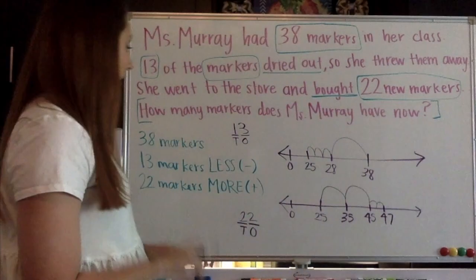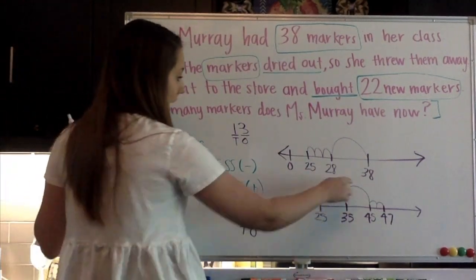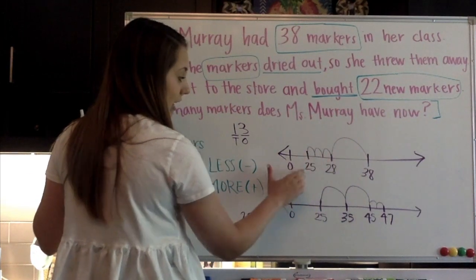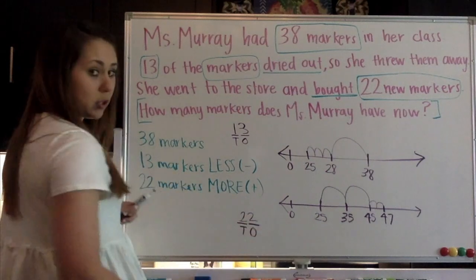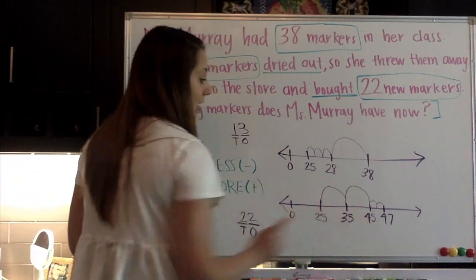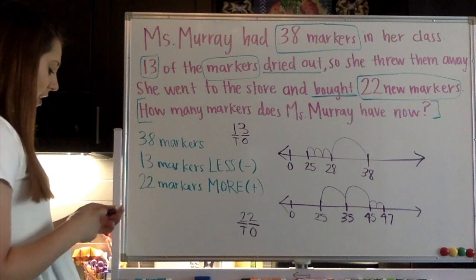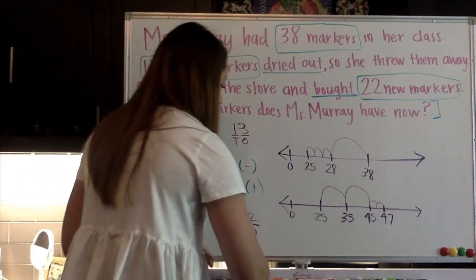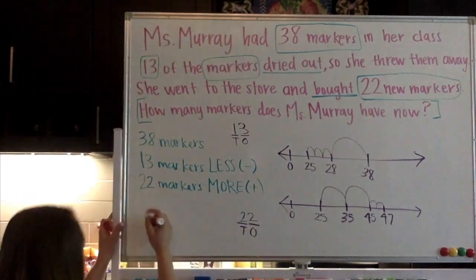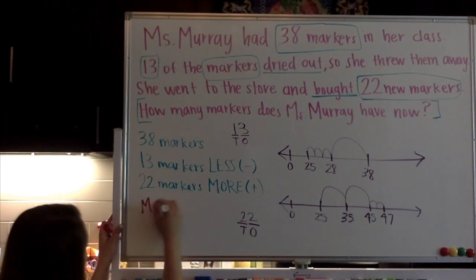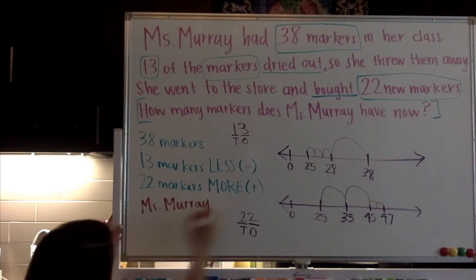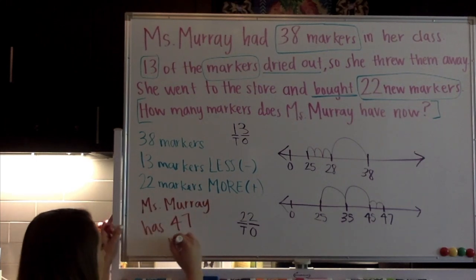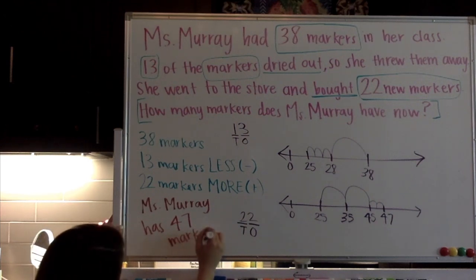So now that I know that I've taken away my 13 from 38, so I took away my 13 and got down to 25, and then took my 25 and when I got 22 new markers, it took me to 47. So that tells me that Miss Murray has 47 markers.